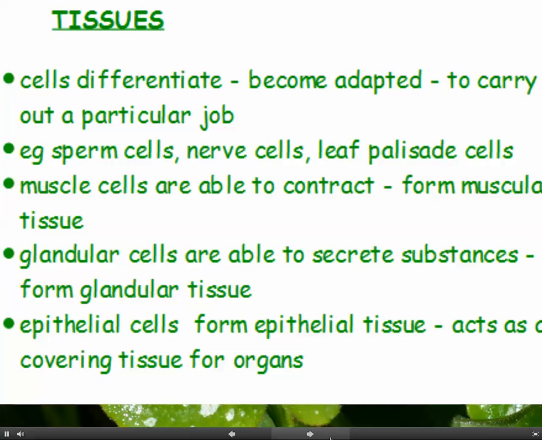Glandular cells are able to secrete substances. So a group of glandular cells forms glandular tissue. And epithelial cells, these form epithelial tissue. This acts as a covering tissue for organs.